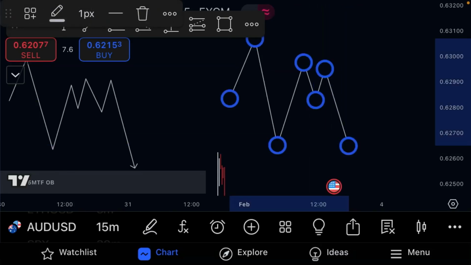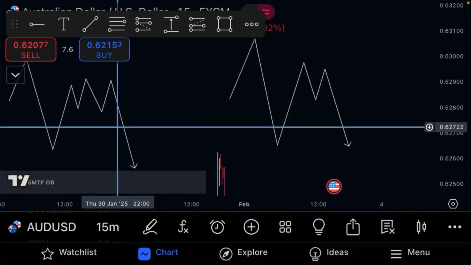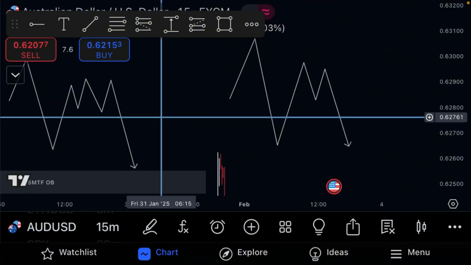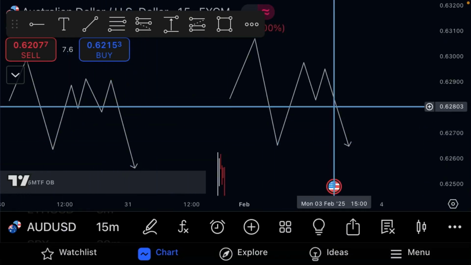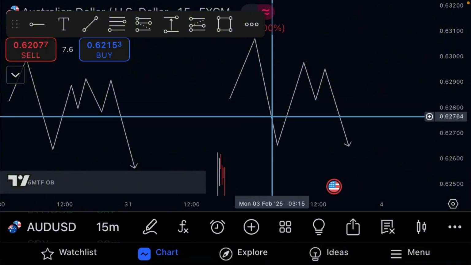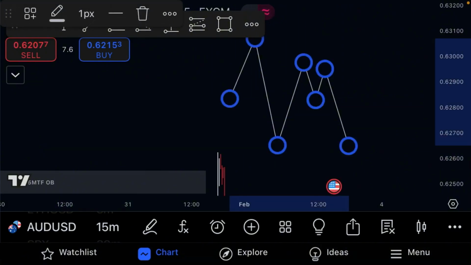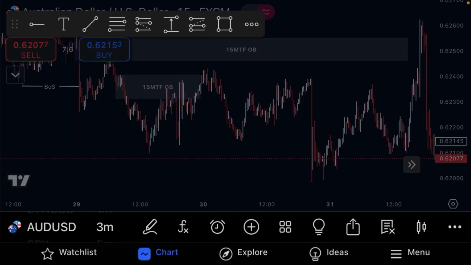This is the pattern I use. I don't use this anymore. I used to use this back then in 2023, but I don't use it anymore. So this is what I use right now, from 2024 to 2025, where we are right now. So let's take this out and let's use this. Now let's head over to the 3-minute time frame.